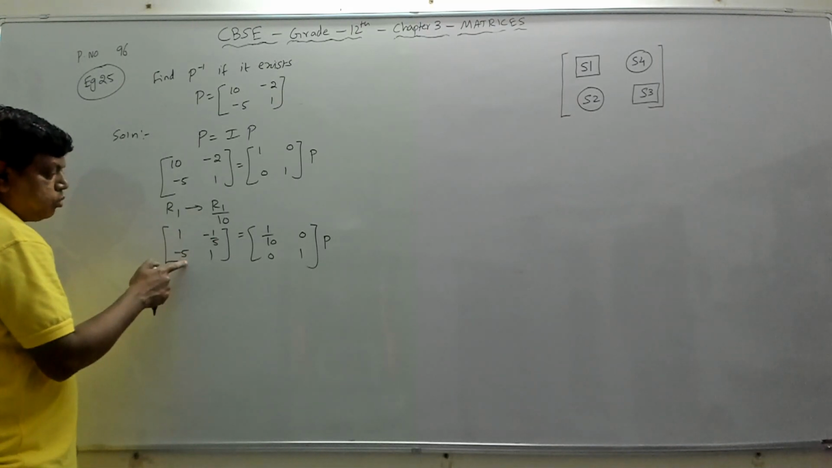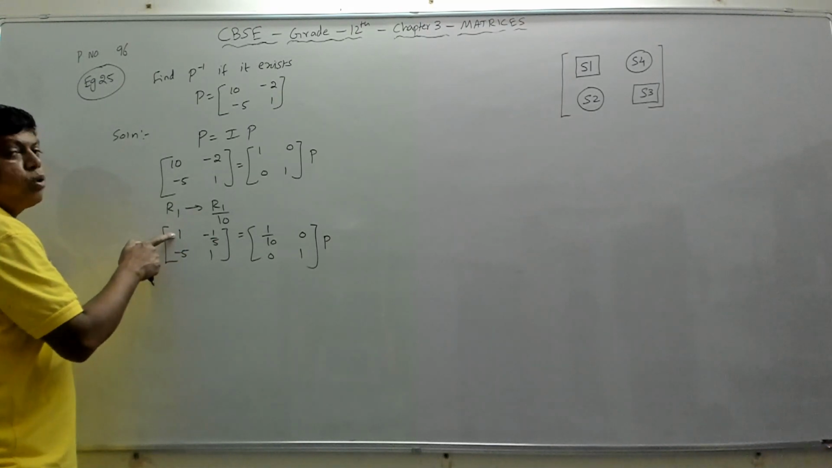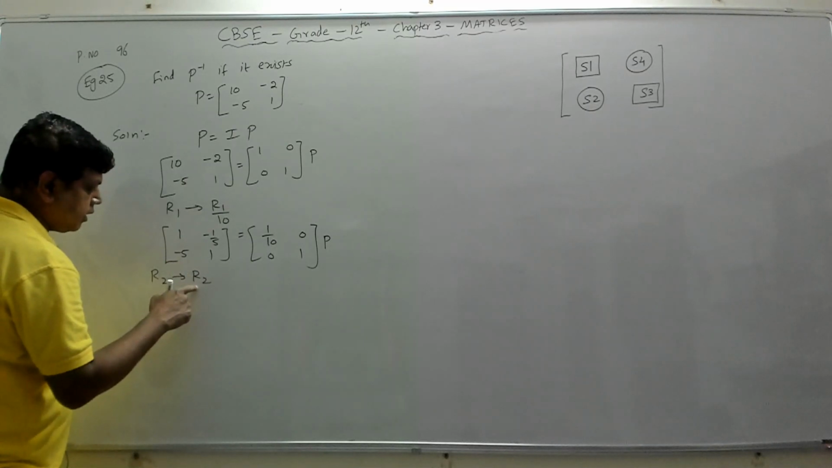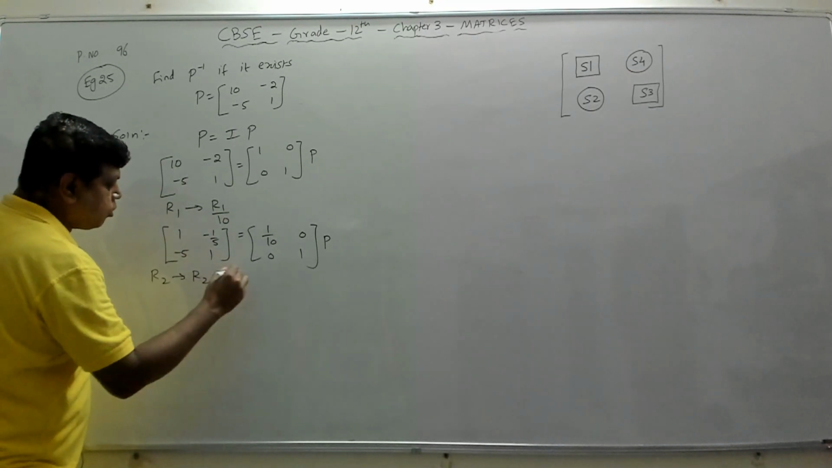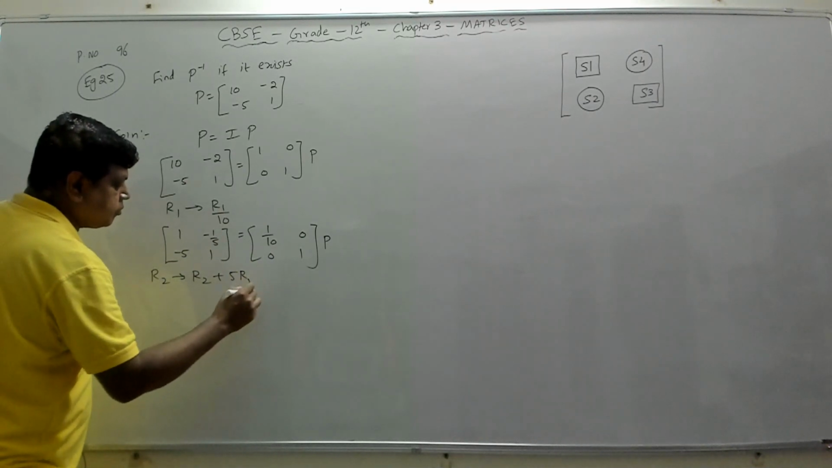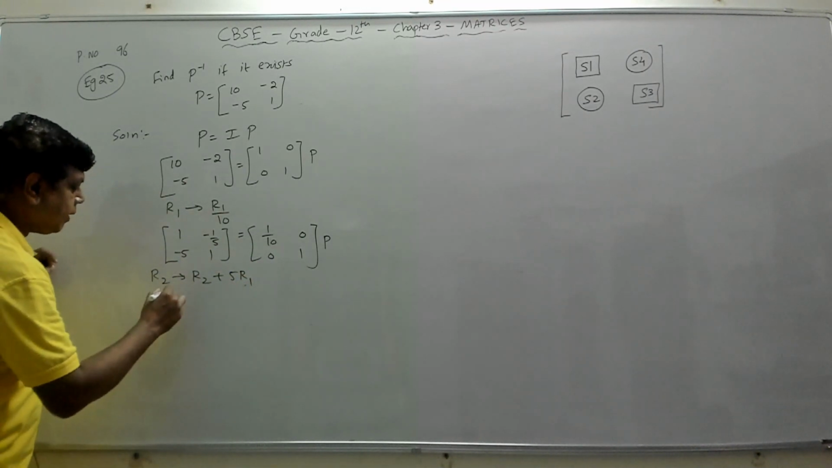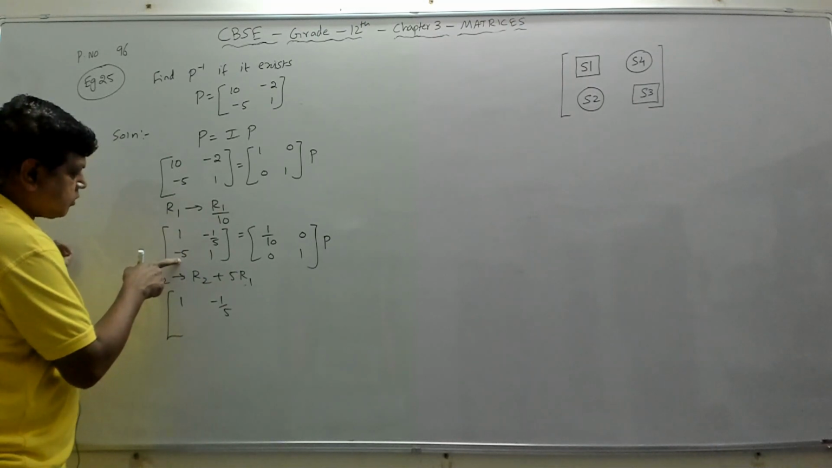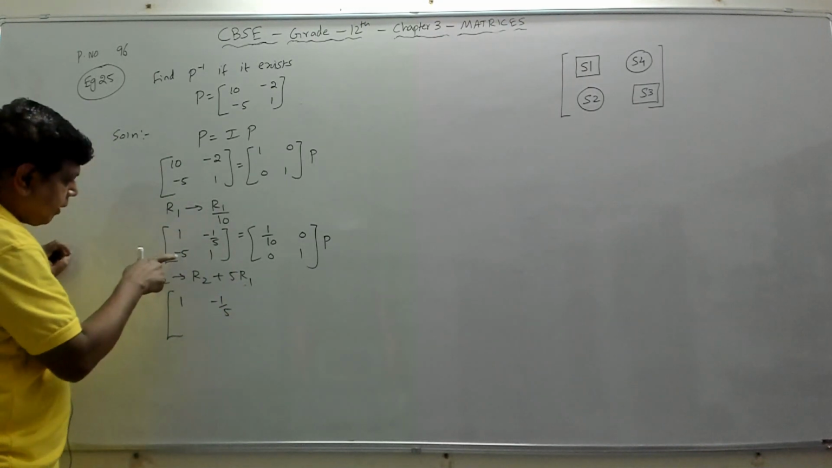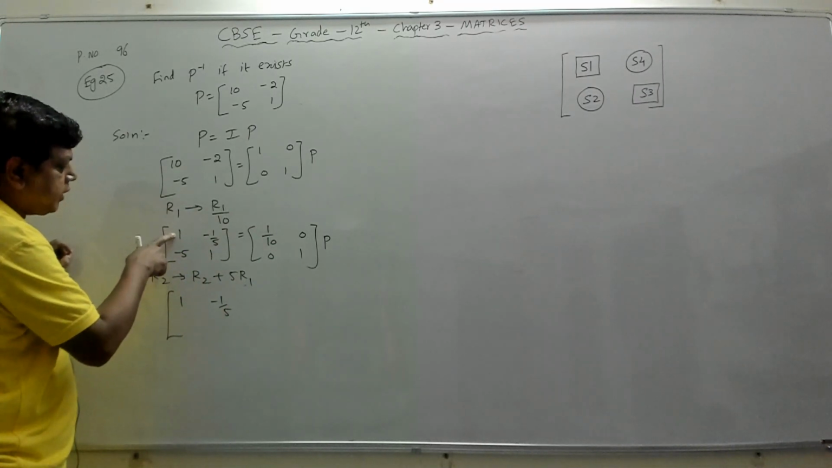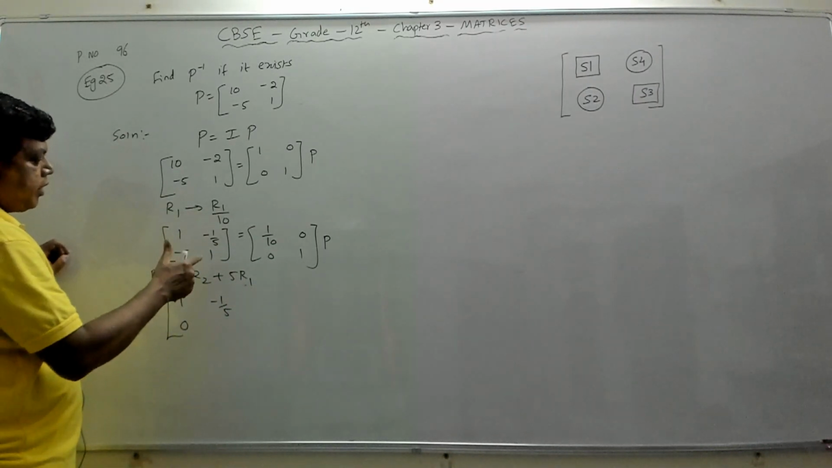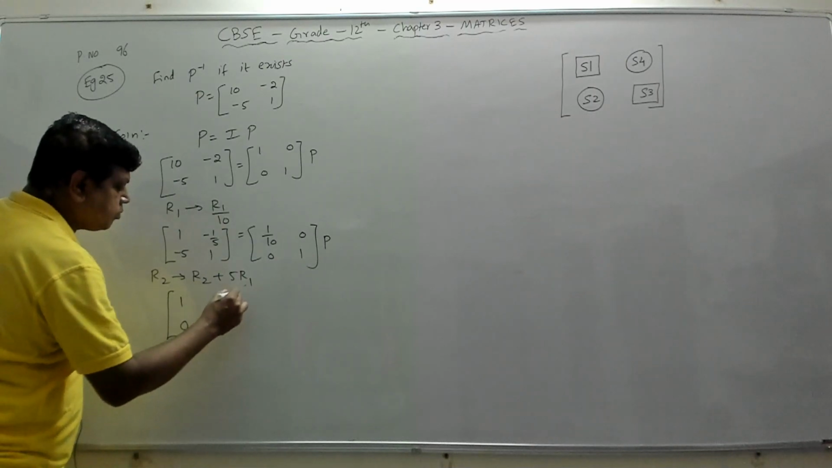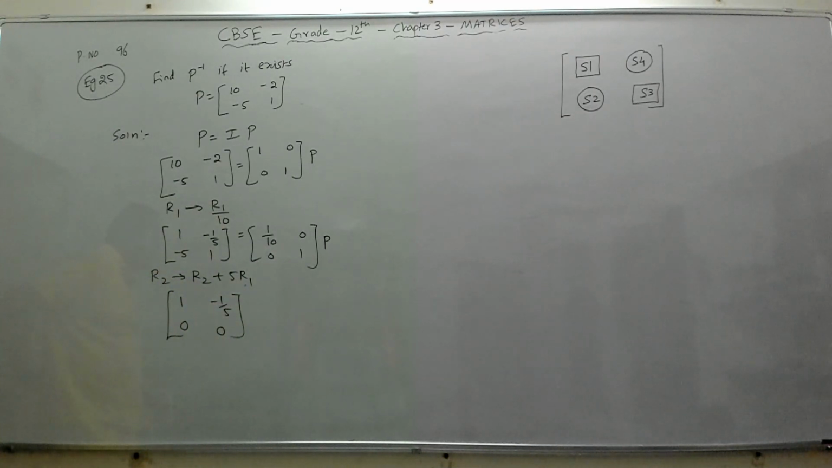Row 2 is equal to row 2, which is minus 5, plus 5 into row 1. So we can apply the operation: row 2 becomes row 2, which is minus 5, plus 5 times row 1. If you apply this operation, what do we get? My row 1 has no change. My row 2 is minus 5 plus 5 times 1, which is 0. Then 1 plus 5 times minus 1 by 5 is also 0.